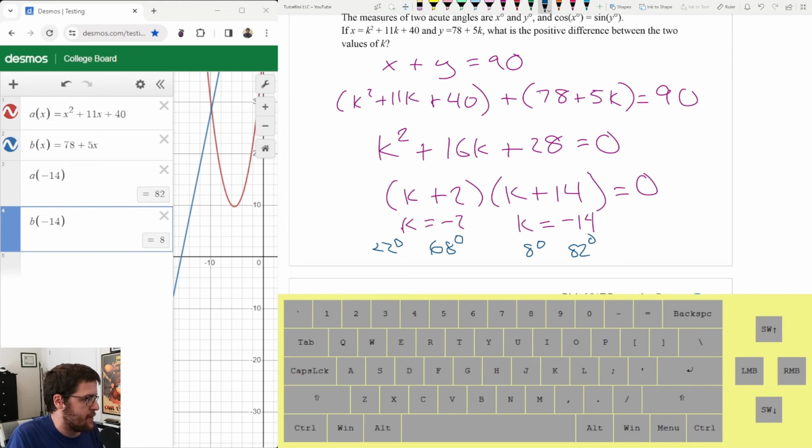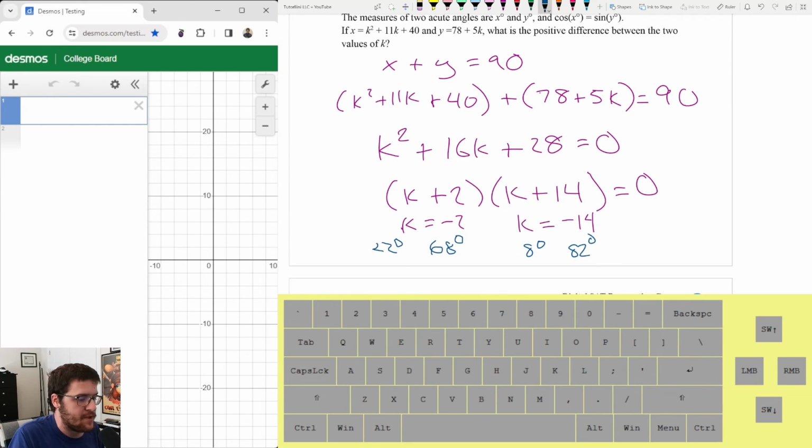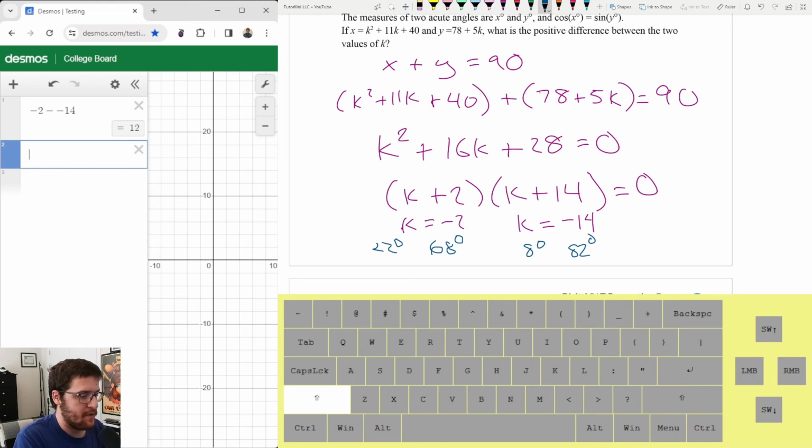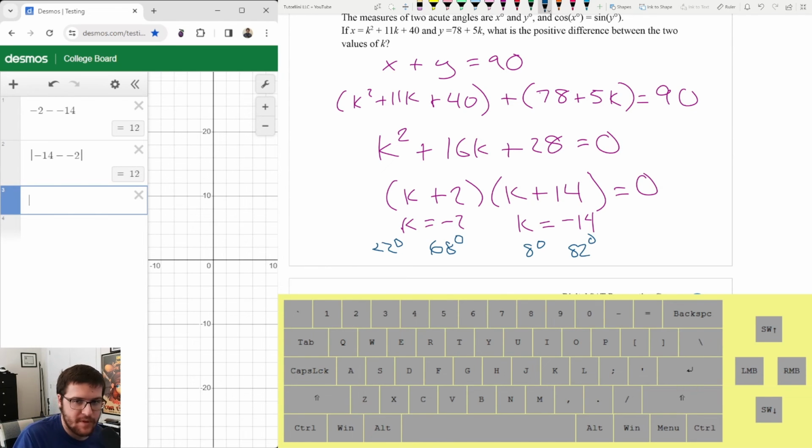So now all we're going to do is find the positive difference between the two k values, like the question says. So we can do negative 2 minus negative 14. And if you're ever unsure if you picked the bigger one or the smaller one, for example, let's say I guessed wrong, you could just put absolute value bars around it to find the positive difference. Great, so the difference between these two is 12. And that is our answer.